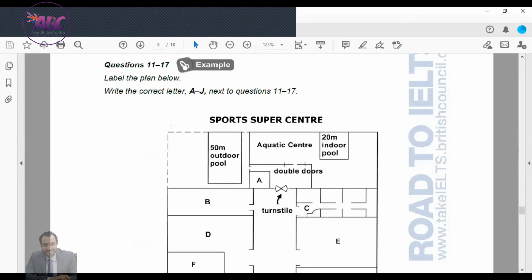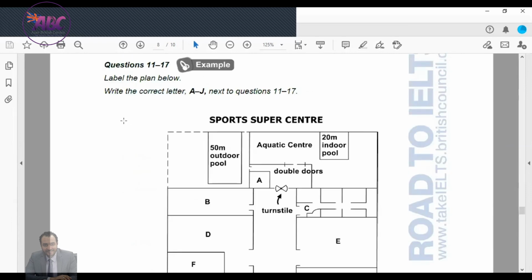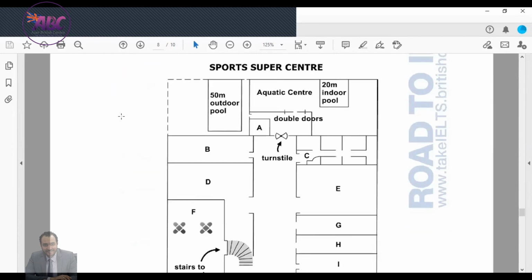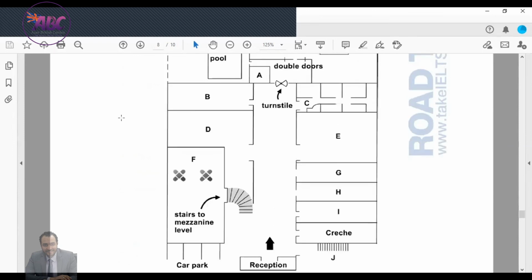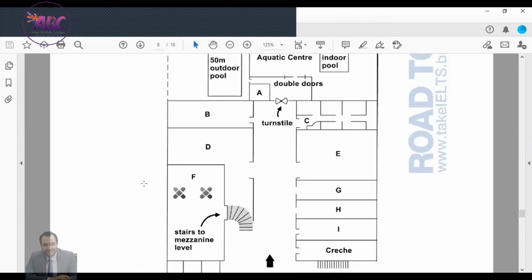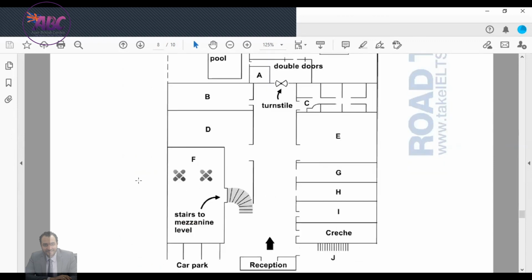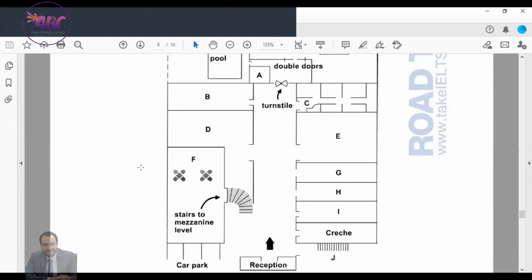Labeling a diagram. This is also one of the most common questions that come in the IELTS test. When facing this kind of question, you must pay attention. First, you must recognize where you are. When looking during the 30 seconds, the first thing you should think of is where I am. So where do you think we are here?